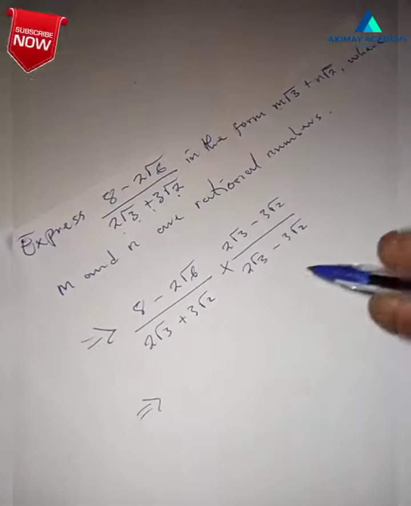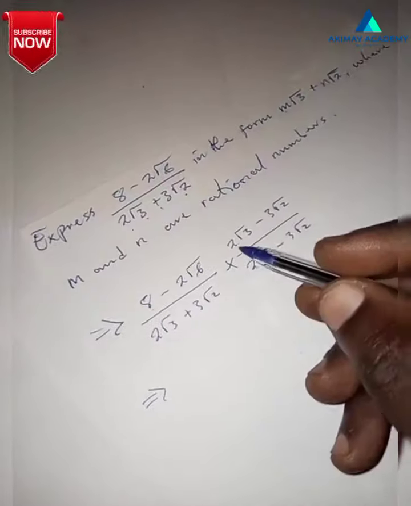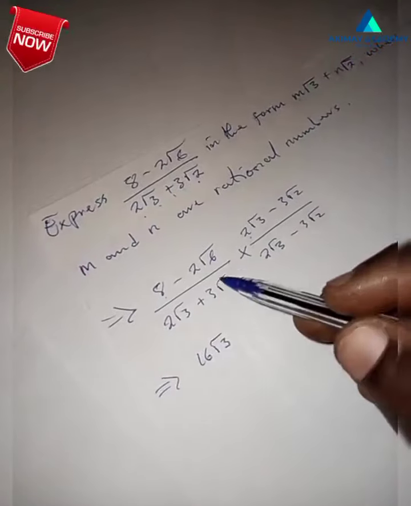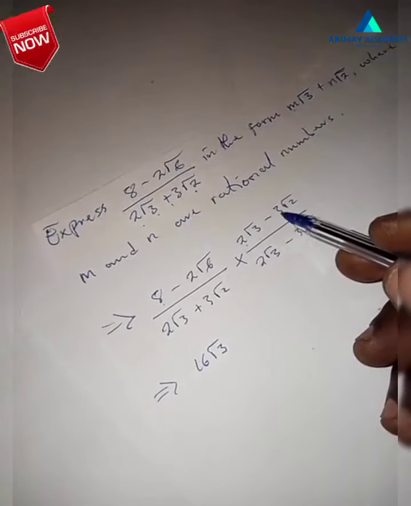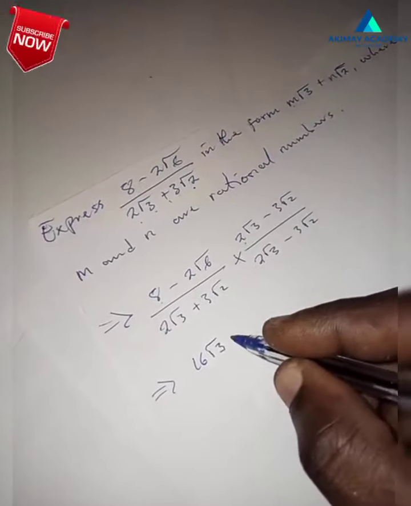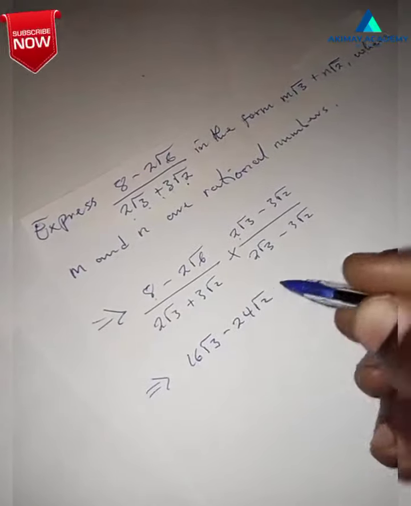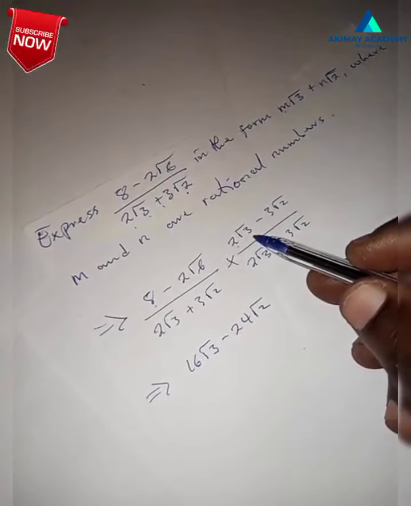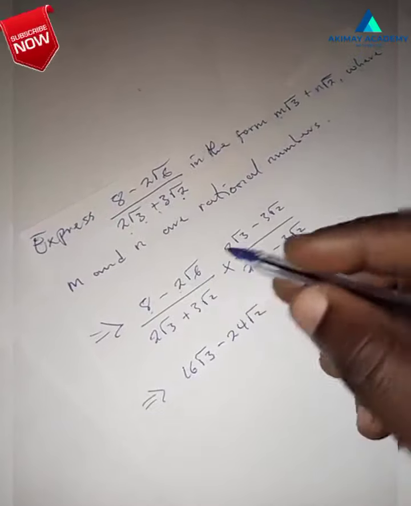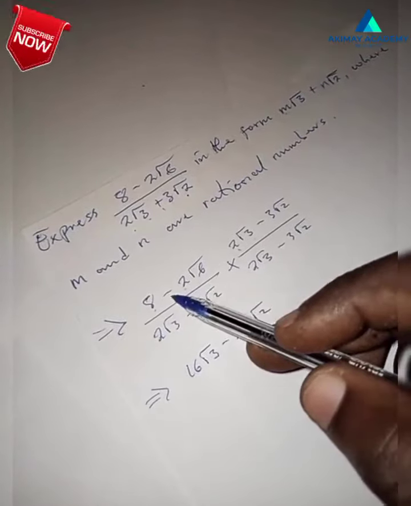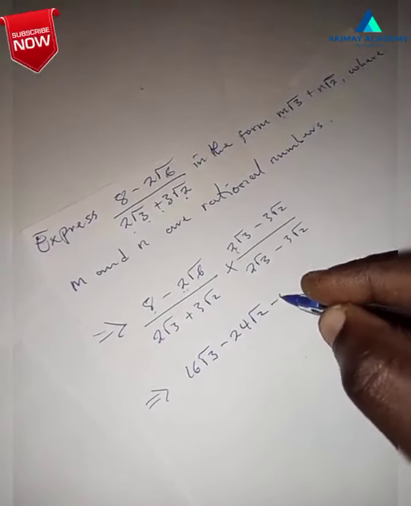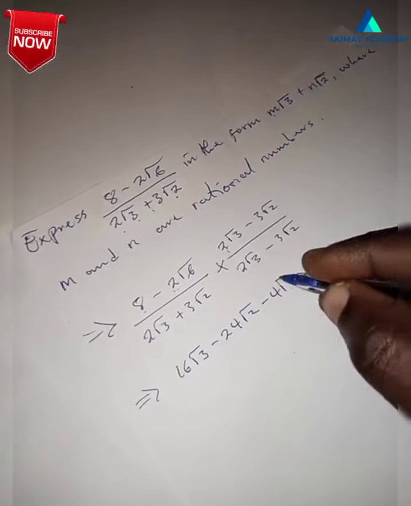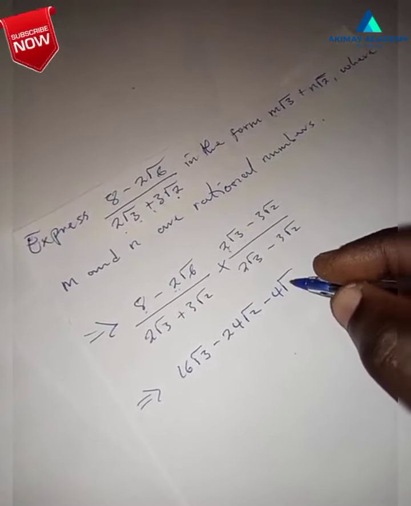Then from here we can multiply them. So we have 8 times 2, then we have 16 root 3. Then we have 8 again times minus 3 root 2, which will give us minus 24 root 2. Okay, we are done with the first one. Let's come to the second part. Minus 2 root 6 times 2 root 3. So we have minus 2 times 2, which will give us minus 4. Root 6 times root 3, we have root 18.